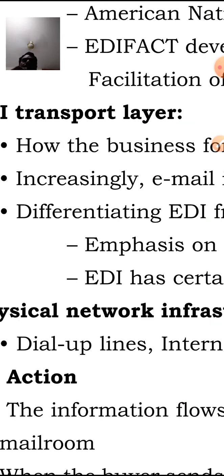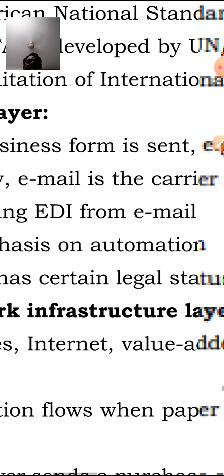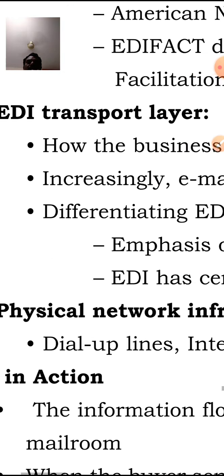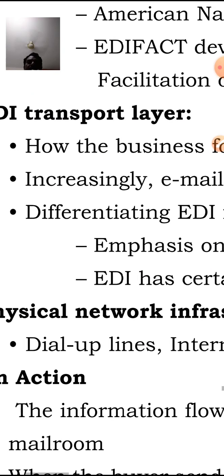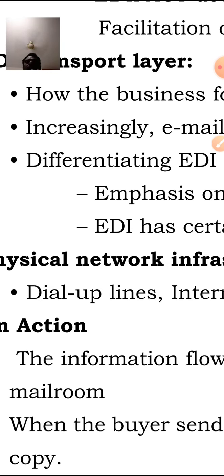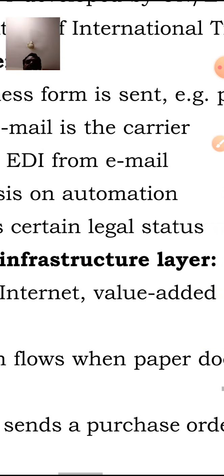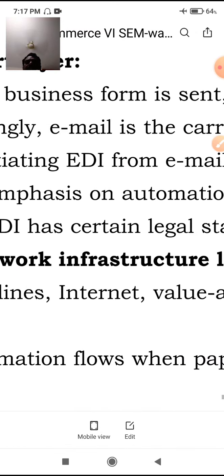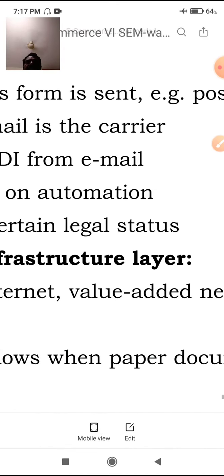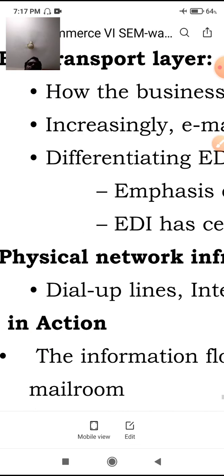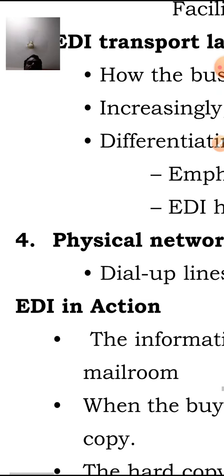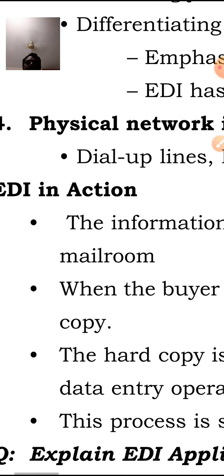Generally this transport layer concentrates on sending information through emails, which is a highly secure and easy mechanism. Email is generally used for data transfer from one end to the other end. One more point is differentiating EDI from email: the emphasis on automation, and EDI has a legal status. So with the help of EDI applications, through the EDI transport layer, the information is sent from source to destination and destination to source.